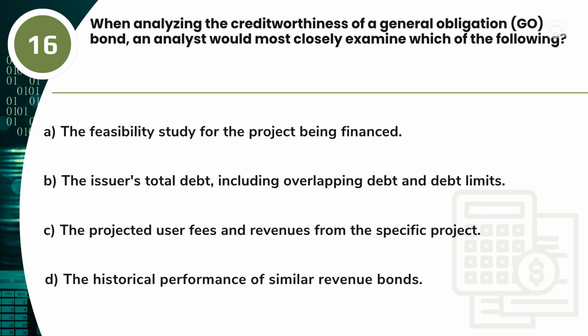Question 16. When analyzing the creditworthiness of a general obligation, GO, bond, an analyst would most closely examine which of the following? A. The feasibility study for the project being financed. B. The issuer's total debt, including overlapping debt and debt limits. C. The projected user fees and revenues from the specific project. D. The historical performance of similar revenue bonds.